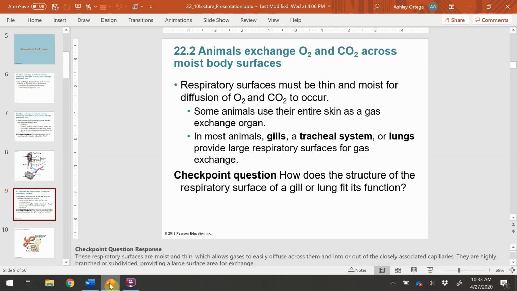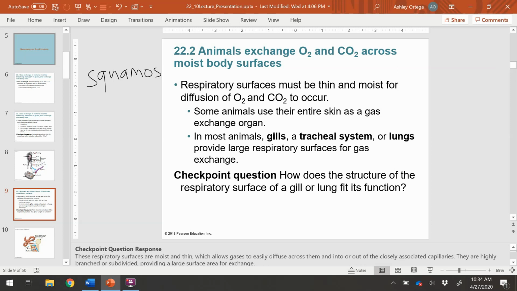And so the squamous cell that we learned about in the previous chapter is going to be the one that you'll see on respiratory surfaces.